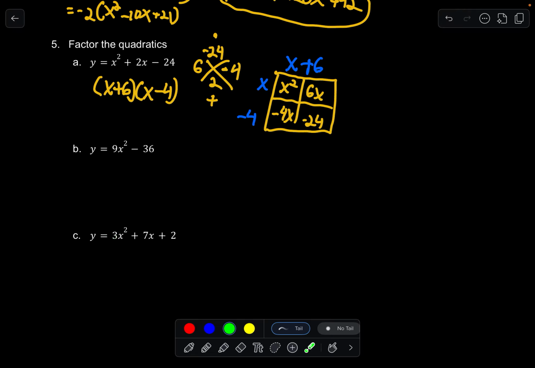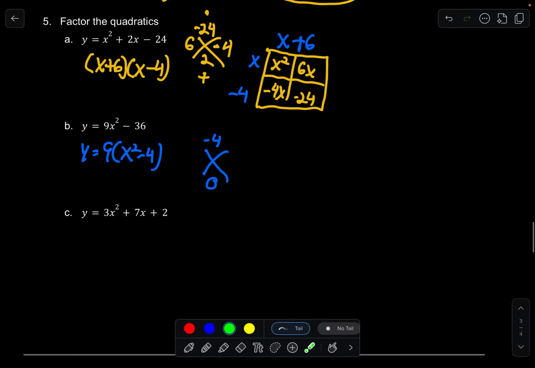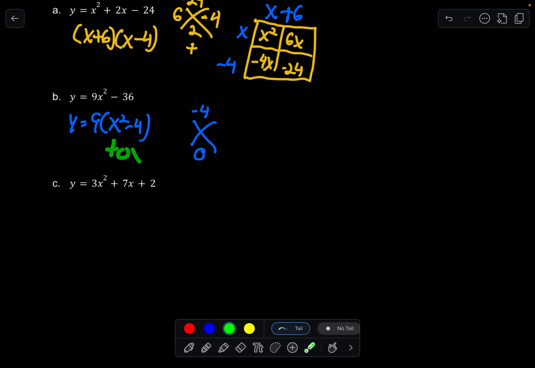All right, for B, y equals 9x squared minus 36. Remember, when factoring GCF, first step is to pull the 9 out. And you have that. Then you ask yourself what multiplies to negative 4 and adds up to 0. Notice there's no x to the first term here, right? There should be, so you could say plus 0x and stick it right there. So the sum has got to be 0. So what multiplies to negative 4 and adds up to 0? Well, negative 2 and 2. So y equals 9 times x minus 2, x plus 2. And there you go.